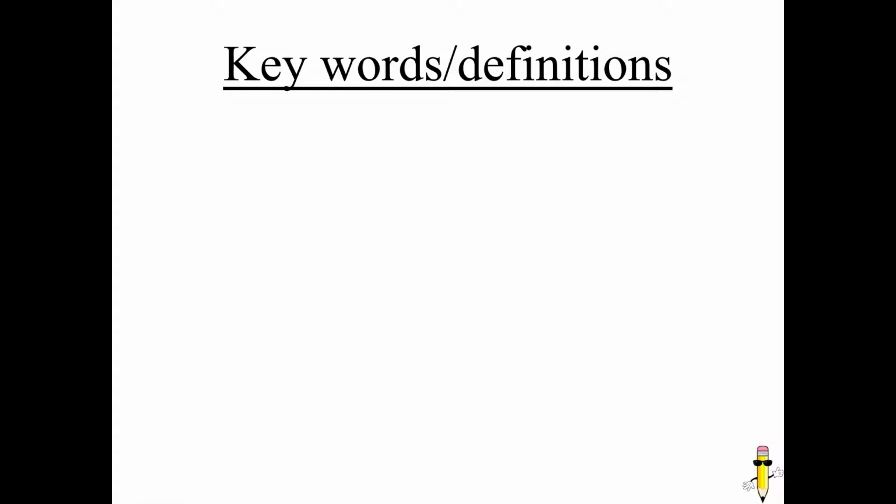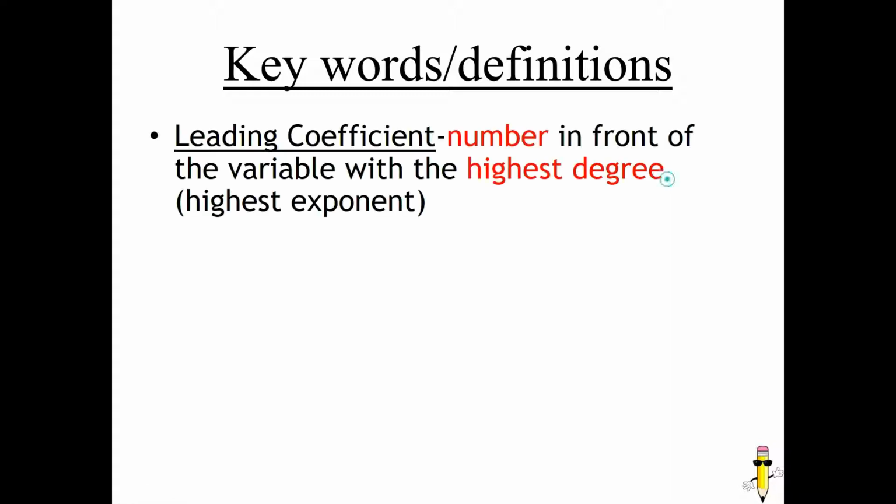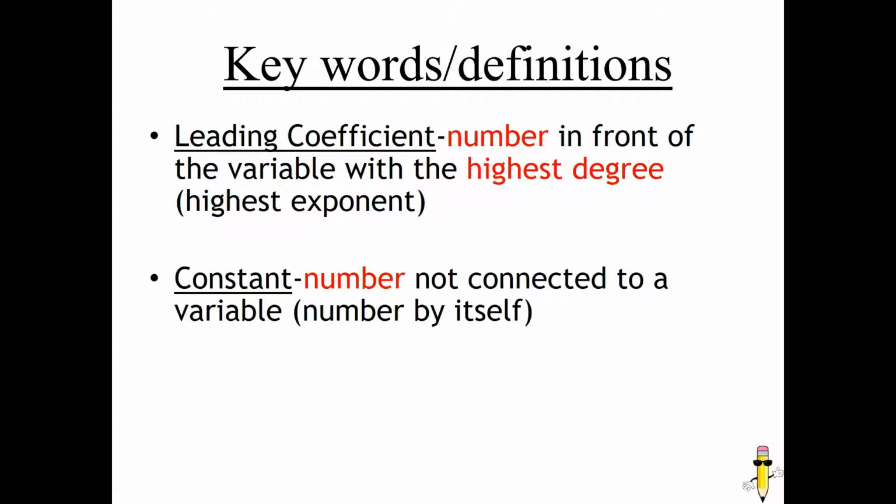The first term that we have is leading coefficient, which is the number that's in front of the variable with the highest degree, aka the highest exponent. Our next word is constant, and a constant is a number not connected to any variable. It's the number by itself. This will be the number on the far right of whatever product you're working with.